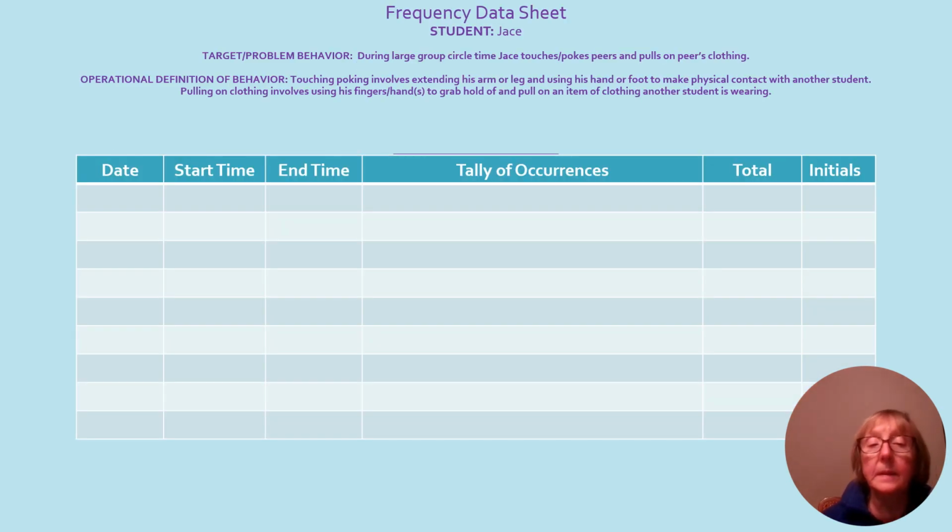This is an example of the frequency data sheet that I will be using. The target behavior and operational definition will be listed. The date and start and end times will be shown along with the tallies. The totals will be figured each day. The initials of the IA doing the recording will be recorded. The rate will be figured daily over 2 different weeks.